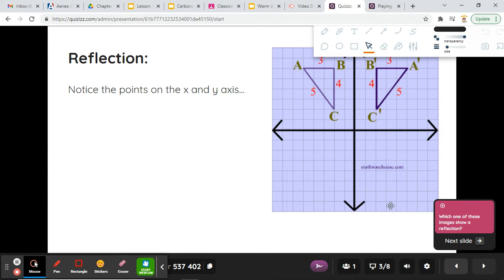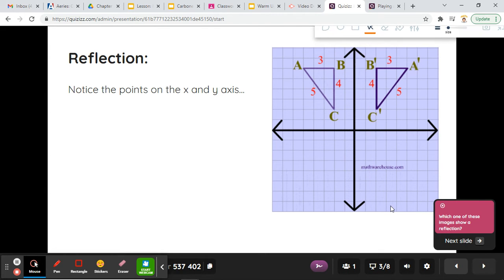Okay, so notice when we have our reflection here. Now let's look at our points on the x and y axis. So first on the left is our figure, our A, B, C. That is our original figure. And on the right side, the A prime, B prime, C prime is our reflected figure. So notice how these figures both look congruent. They look the same shape, they have the same angles, and their side lengths are the same. What's different is we have flipped this point across the y-axis.